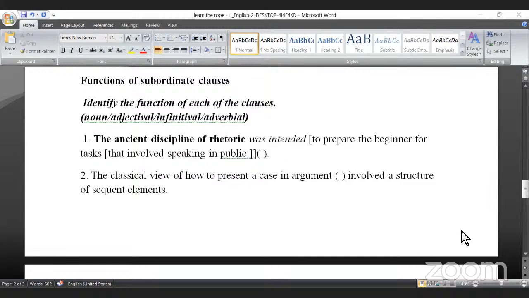Okay. Yeah, it sounds like it, but it's not. It is actually not a full sentence, right? If we remove "to" too, then "the ancient discipline of rhetoric" is the main subject, right? After that, "was intended" is the verb. If you remove "to," it becomes an imperative sentence.